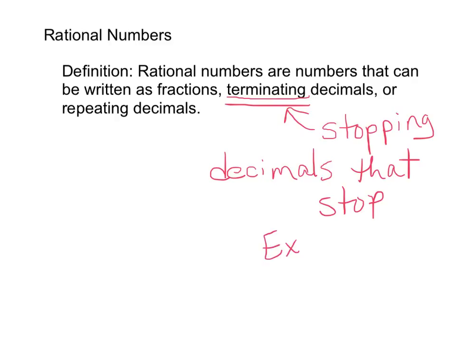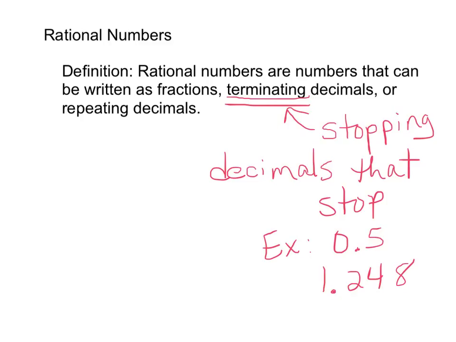Example, 0.5, 1.248. Those numbers end. Now we know we can put zeros after them, but that's not what we're talking about right now. We're just talking about the numbers don't go on forever.